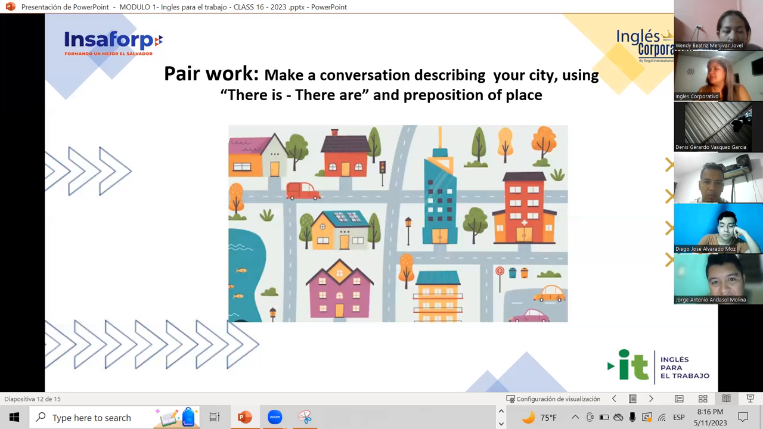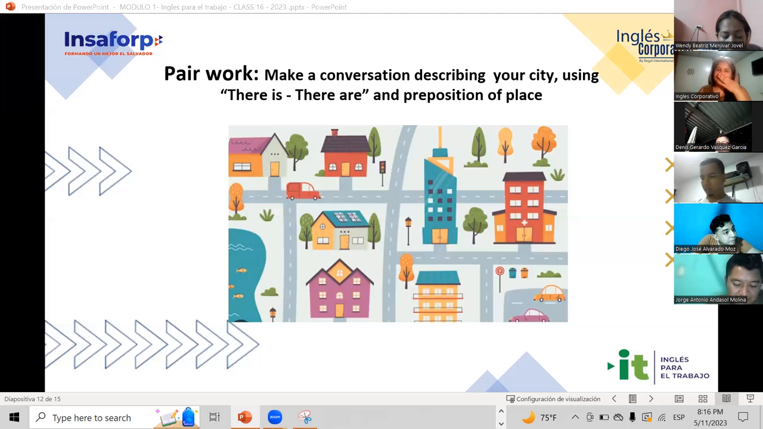Déjeme hacer las parejas. ¿De cuántas preguntas mínimo, Ticho? Mínimo 5 cada uno, o sea, serían 10. Ok, we have 13. Tengo 13, significa... Ah, no, pero es que Estela no va a participar, entonces estamos 12. Bien, 6 grupos.